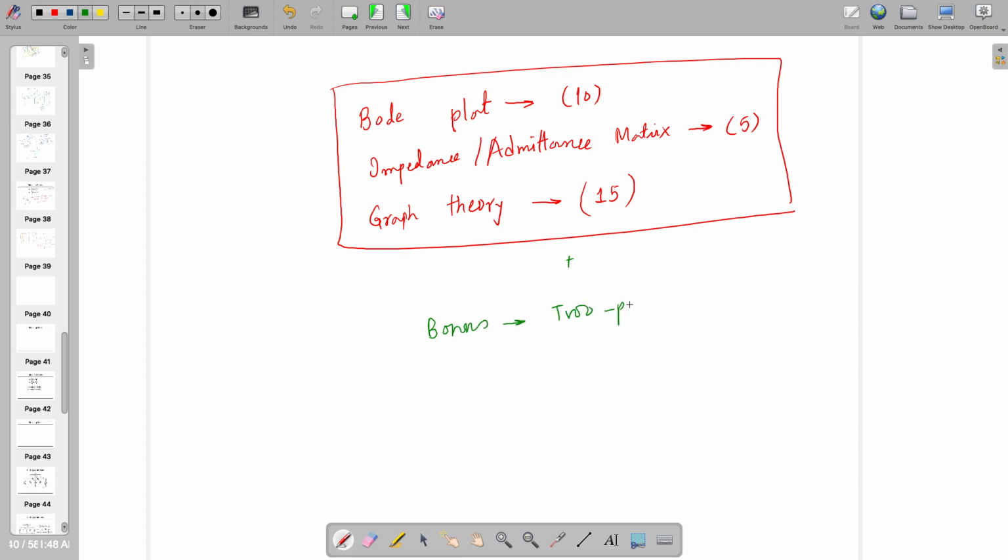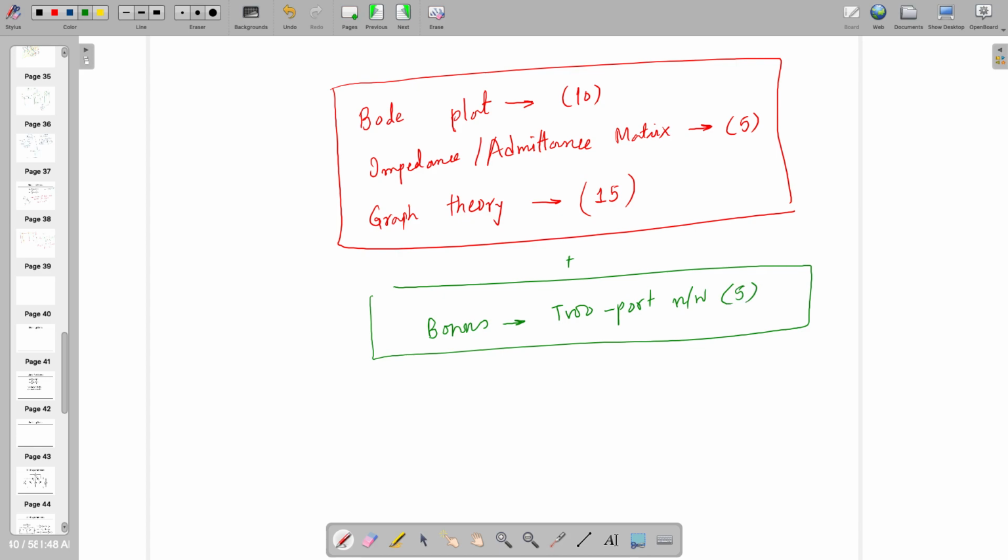Those who do not want to get 30 out of 30 or 35 out of 30 can drop two-port, and you can study more on other things. So two-port network, maybe 5. This is 50 minutes. Cut set, loop set, whatever we have studied, all the things.